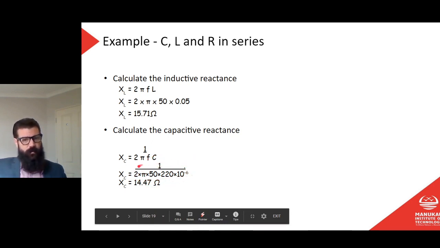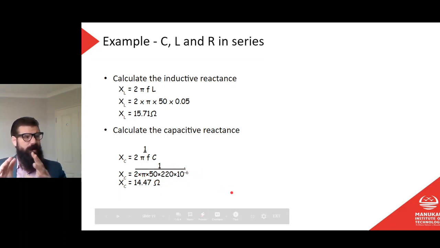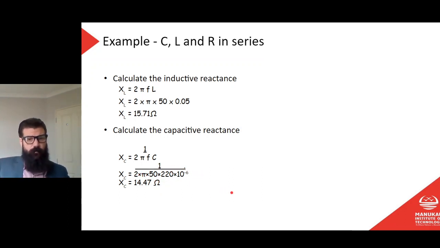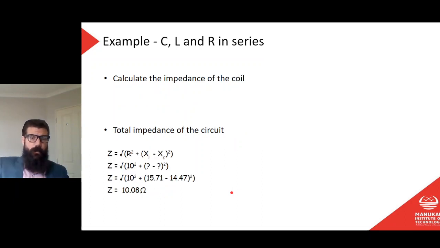Because if you do this on your calculator, 1 over 2 times pi times 50 times 220 times 10 to the negative 6, where 220 times 10 to the negative 6 is our conversion of 220 microfarads into farads, then you should get an answer of 14.47. If you can't get that on your calculator, you need to keep practicing where to put the brackets until you get it right. Every calculator is probably going to be slightly different, so practice it on your calculator.